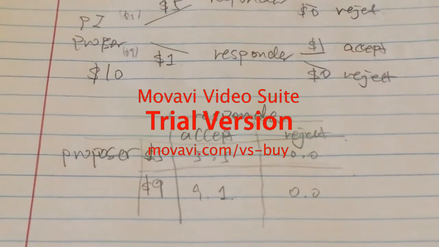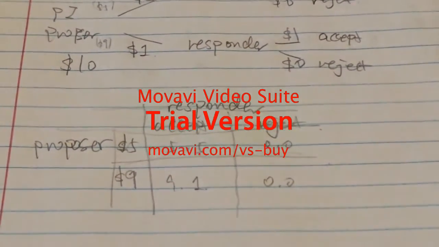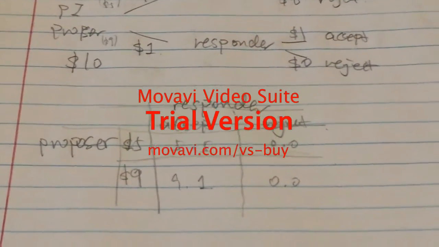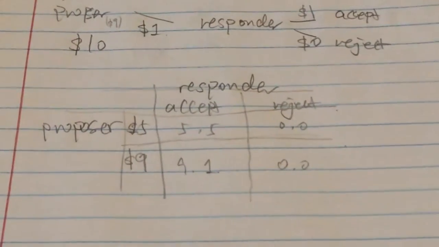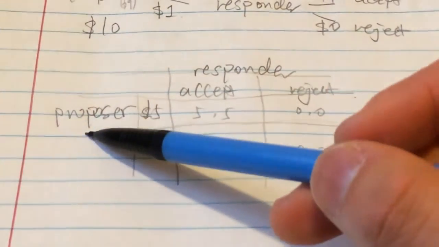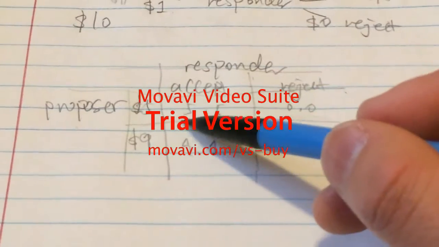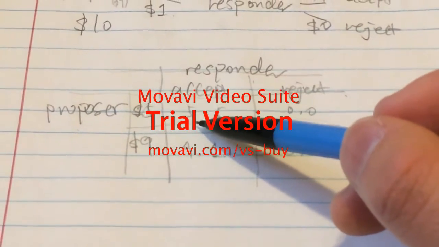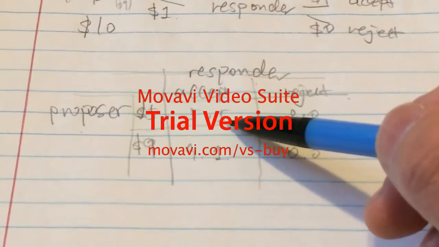So the ultimatum game is actually a special case of game theory. We can see the above situation in this grid system. Here is player 1, the proposer, and here is player 2, the responder. If the proposer chooses to offer $5 and the responder accepts this amount, then both parties would get $5.